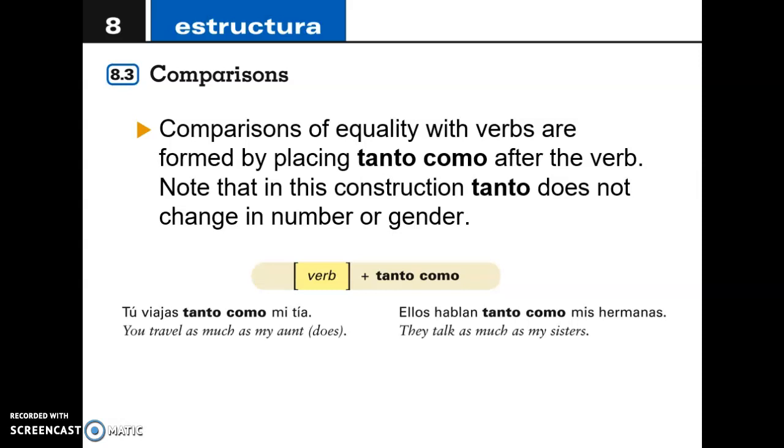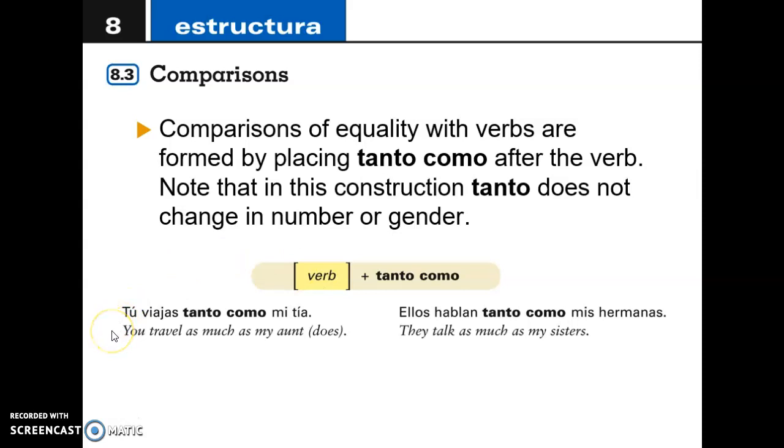Comparisons of equality with verbs. Remember that so far we have talked about adjectives and adverbs and nouns, but what happens whenever we want to compare the way that we do things, okay? We are also going to find that comparison of equality along with verbs, and like I previously said, the verb is going to go before the word tanto como. In the previous one that we were discussing, the words more or less than, it is also the same situation that they follow the verb. So the verb will go first.